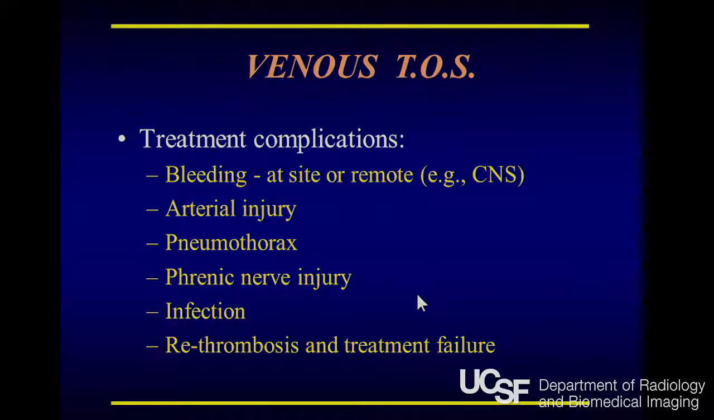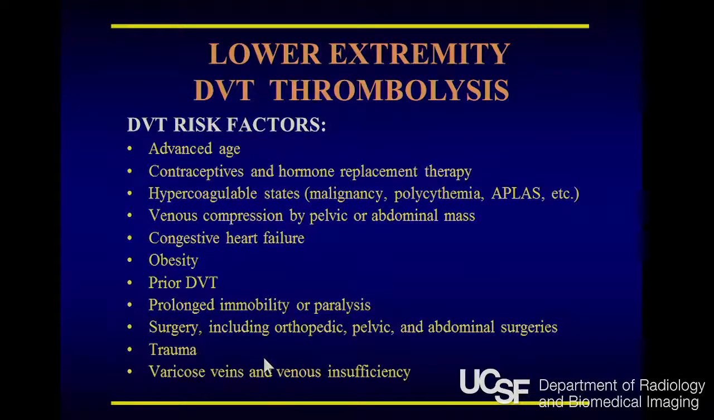So treatment complications of venous thoracic outlet syndrome would include bleeding at the puncture site. You're using TPA, and as Evan mentioned, we have the same contraindications for using thrombolytic agents, the same risk factors, so there's a chance of remote bleeding as well when you use TPA. Arterial injury, this would be one of the surgical complications. Pneumothorax, phrenic nerve injury, infection, all of these are really complications of the decompressive surgery of the thoracic outlet region, and rethrombosis and treatment failures as well.